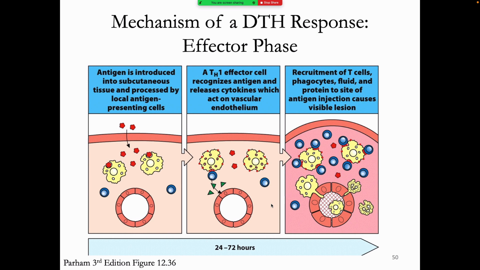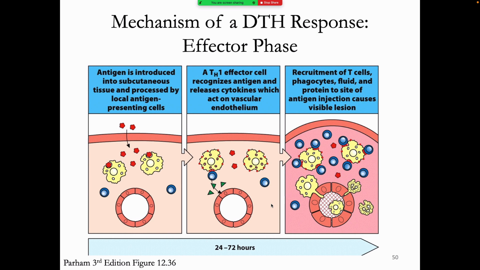And that 24 to 72 hours is the time for the antigen to get presented and go to the lymph node and the T cells to get activated and go back. These are memory T cells, so they don't take a whole long period of time, but it's still about 24 to 72 hours before you actually are going to see this type of lesion.